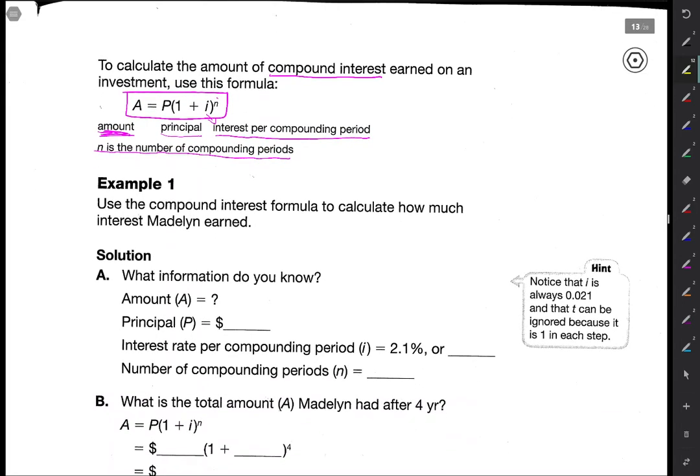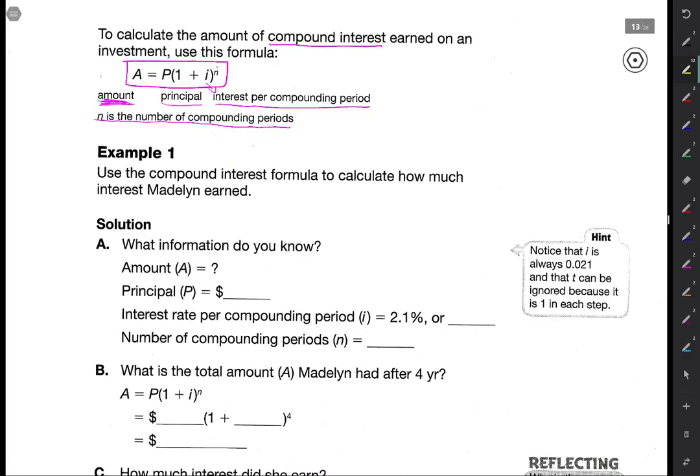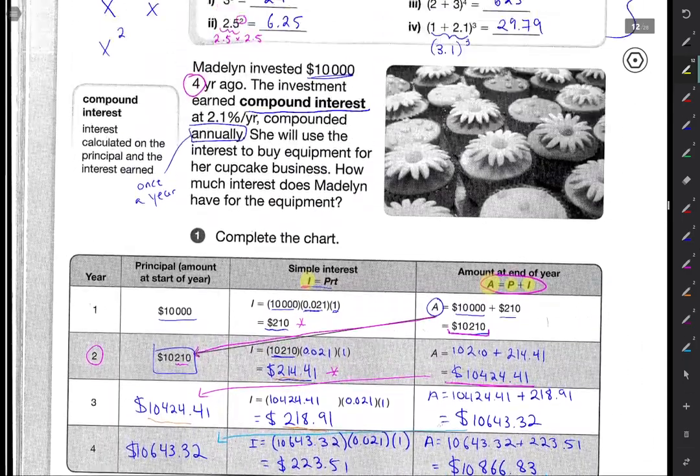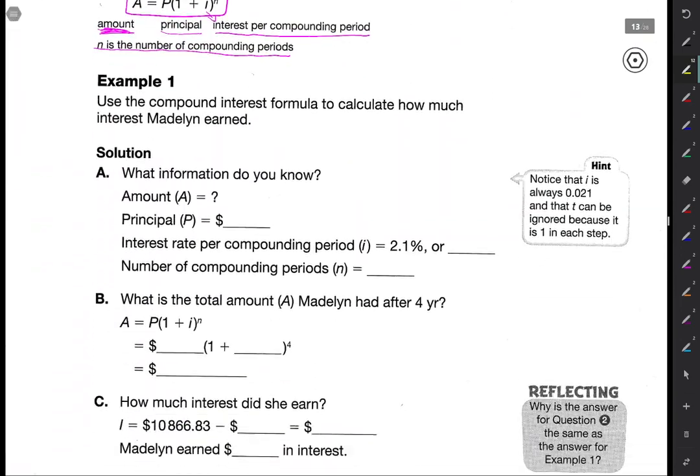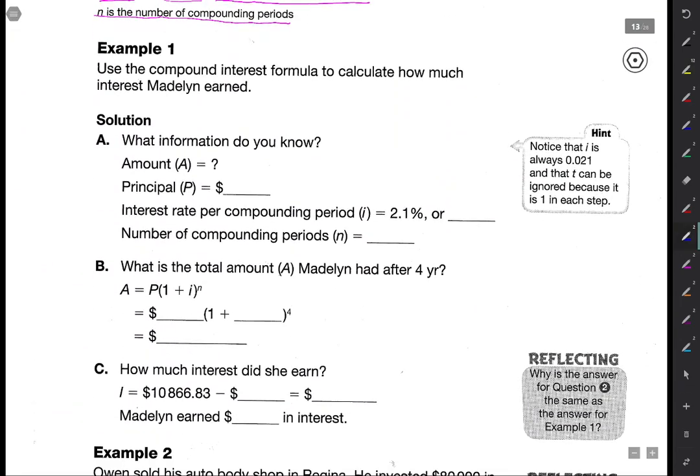So let's look at example 1. We're going to use the same example we did up here, except we're going to use the compound interest formula. So we're going to use the compound interest formula to calculate how much interest Madison earned, and we should get the exact same answer as the first one for this.